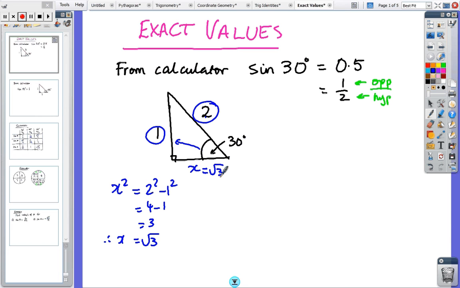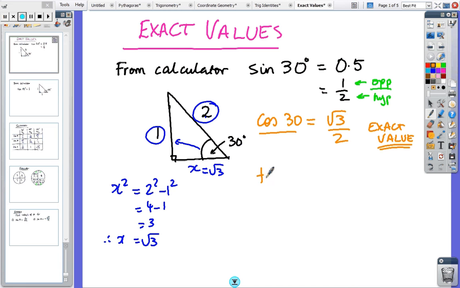So sine 30 is a half, which is an exact fraction. When I do cos 30, rather than putting it on the calculator and getting a messy decimal, 0.866 or something like that, I do adjacent, which is root 3, over hypotenuse, 2. That would be the same. On your calculator, cos 30 gives you 0.866, but root 3 on 2 is the same. We call this an exact value. Anytime you have surds, you get exact values, otherwise you get decimals.